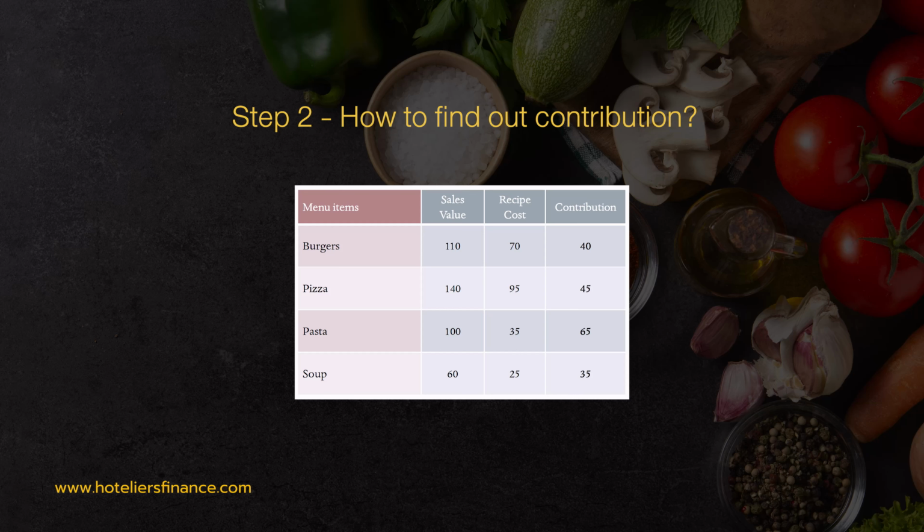So we find out the contribution. Now again, contribution is the sale price minus the recipe cost. And here also we did the same thing. We've taken out the contribution of each item. The burger contribution is 40, which is 110 sale price minus 70 recipe cost. Pizza is 45, pasta is 65 and soup is 35. So we know how much each item is contributing in value.